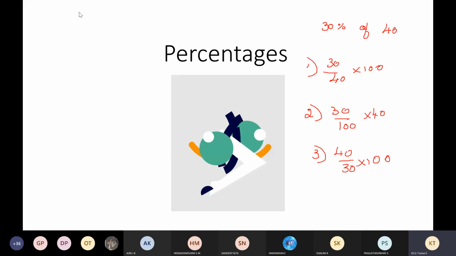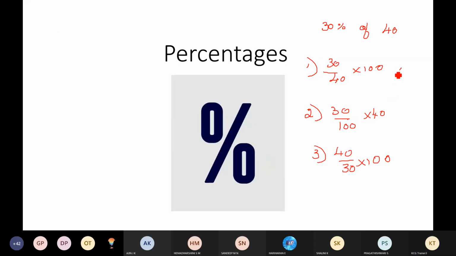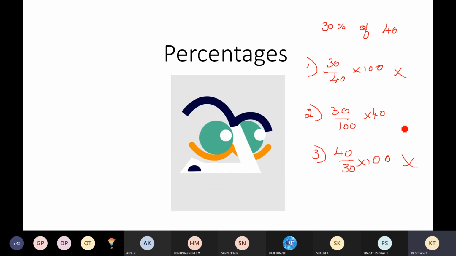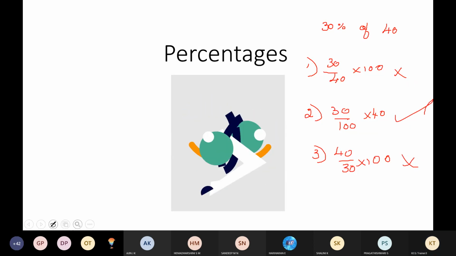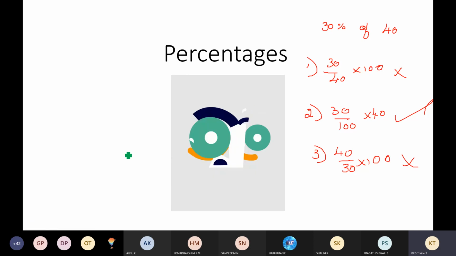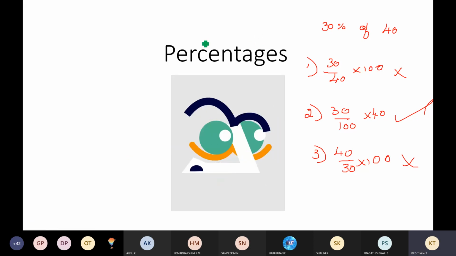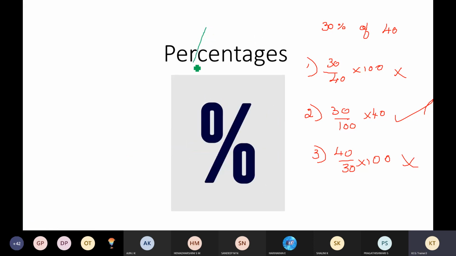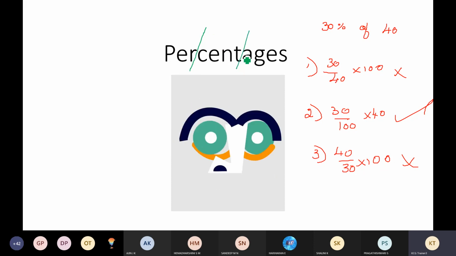Very good, Tanuj. Excellent. Is it the first one? Guys, no, listen carefully. No, it's not the first one. It is not the last one. It is actually the second one. Please don't get confused here. So that is the reason why you're supposed to be very, very clear with what this percentage means.